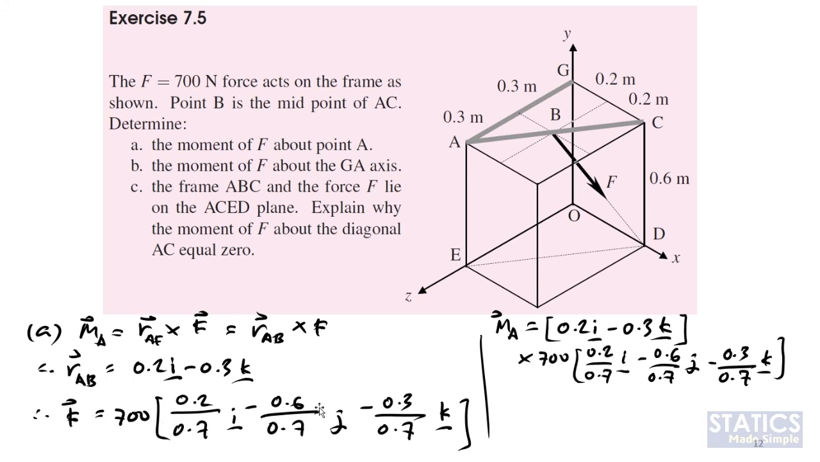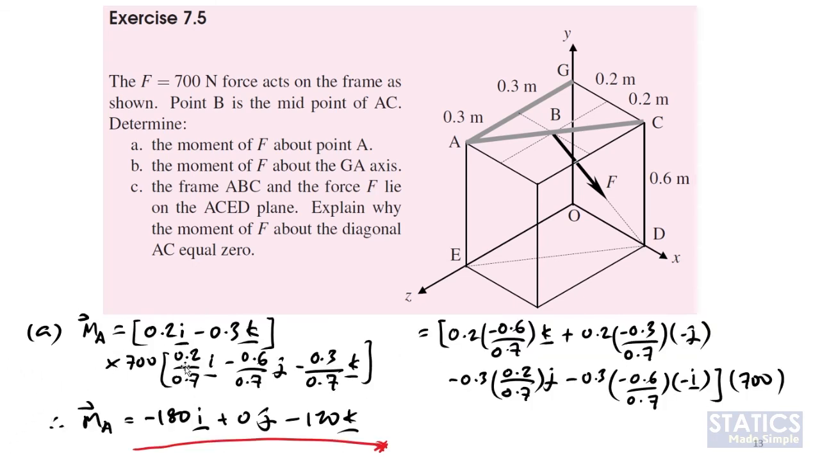Once we have RAB and F, we can calculate moment at A, which is really equal to RAB cross F vector. When we do that calculation, in the end we have MA equals to minus 180 I plus 0 J minus 120 K. This is the moment at A that I calculated.